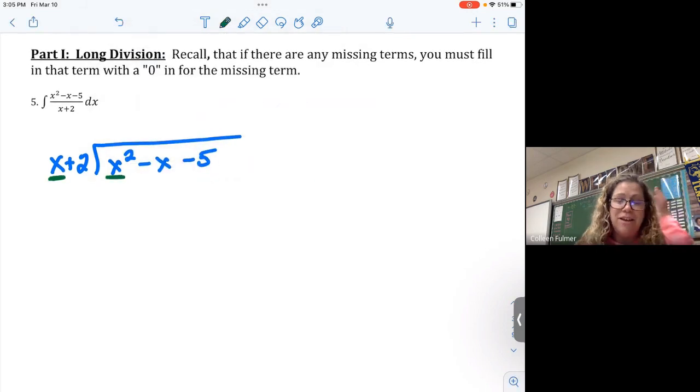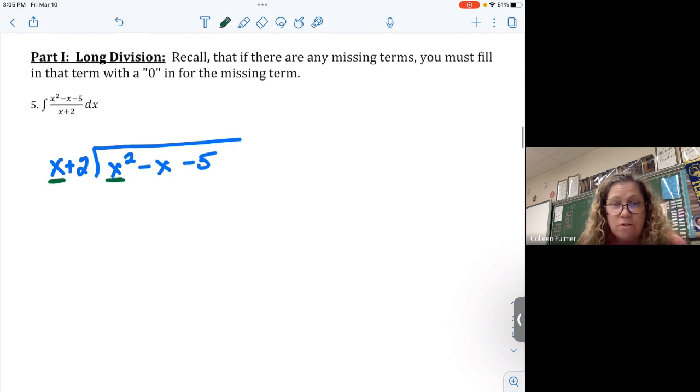Okay, so now we're going to take the first term in each piece. You have to ask yourself, what can I multiply x by to get an x squared? So what can x times what is x squared? And the answer, of course, is x. x times x is x squared. So I'm going to write 1x, and I'm going to keep all my like terms lined up. And now I multiply. So x times x is x squared. x times positive 2 is positive 2x.